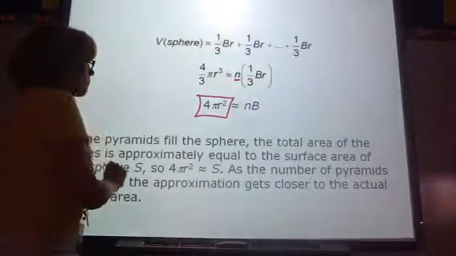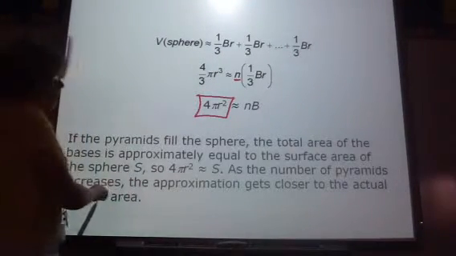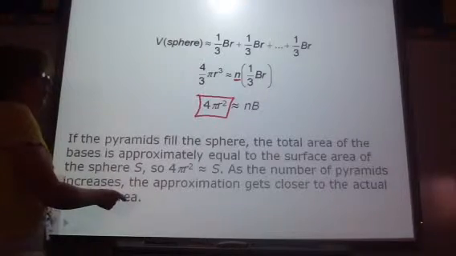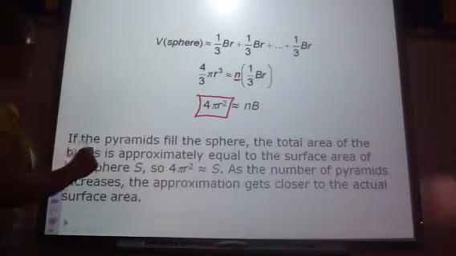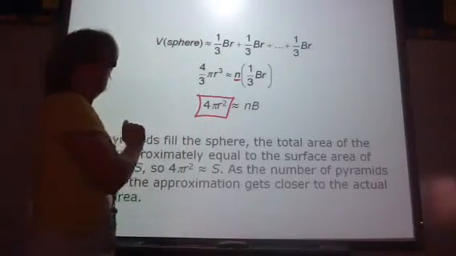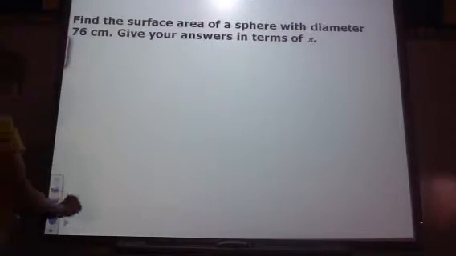The more pyramids you have to fill that sphere up, the more the pyramids increase, the more precise your actual surface area is going to be if you use this formula here. It's going to be more exact. Alright, so there's your formula.